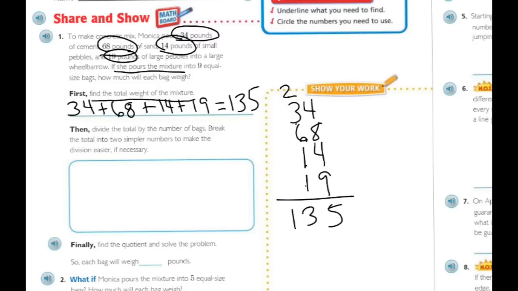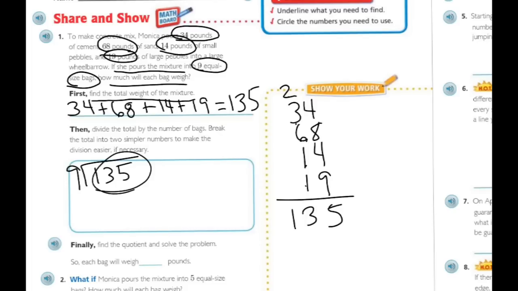And I need to pour the mixture equally into 9 size bags. How much will each bag weigh? So I need to take the 135 and I need to divide it by the 9. 9 doesn't go into 135 equally. So what I can do is I can take this 135 and I can break it into 2 numbers that I know 9 could go into.